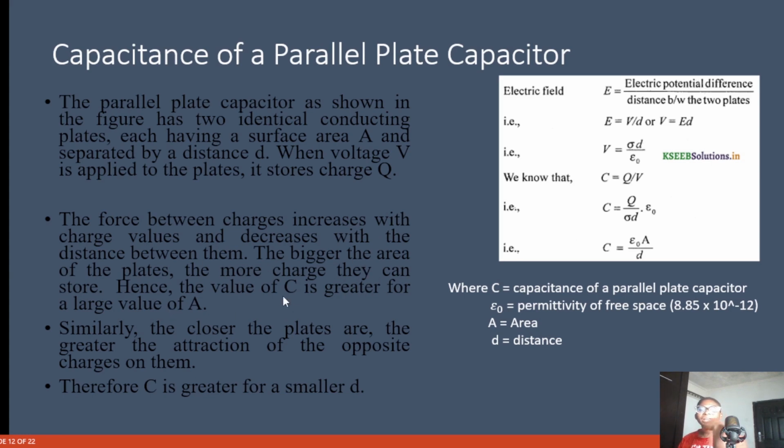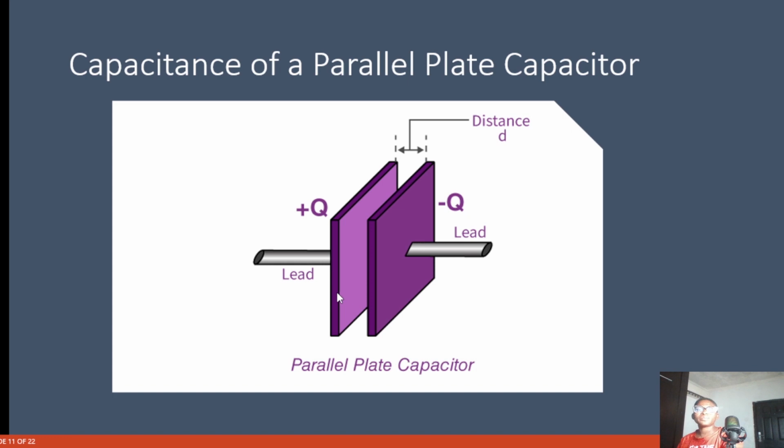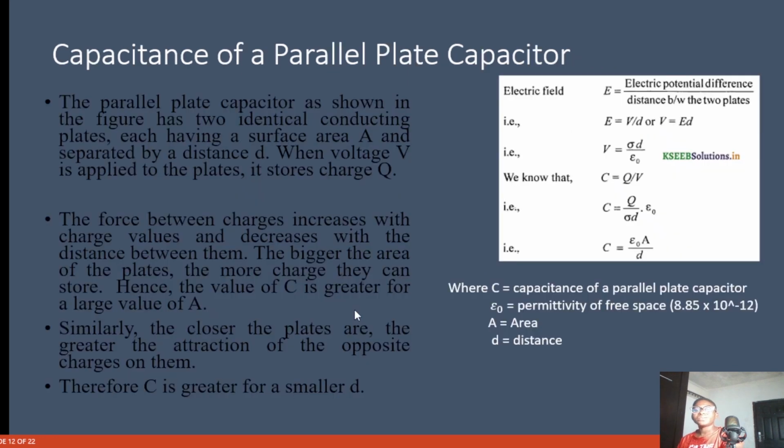The bigger the area of the plates, the greater the capacitance of the capacitor. So let's try to get another equation for the capacitance of a capacitor.